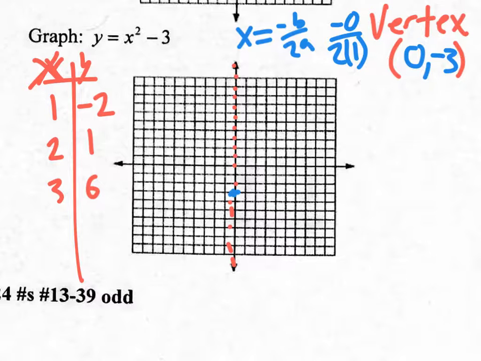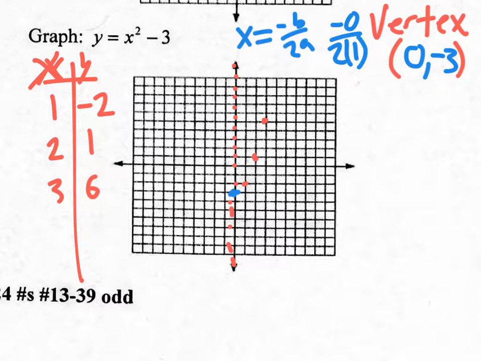Now, I want to map 1, negative 2. 1 on the x, negative 2 on the y is right there. I want to map 2, 1. 1, 2, and 1 is right there. And I want to map 3, 6. 1, 2, 3. 1, 2, 3, 4, 5, 6. I hope I got that right.